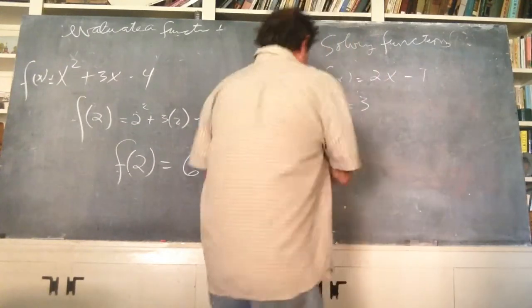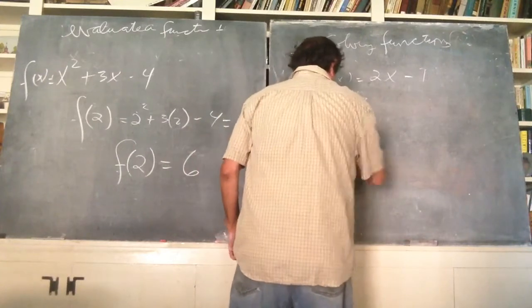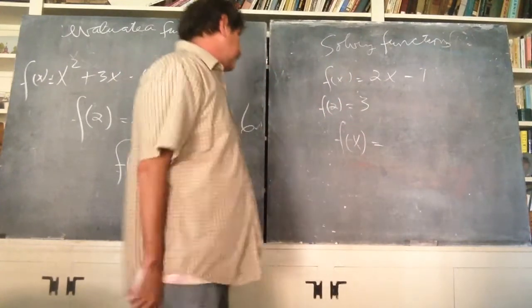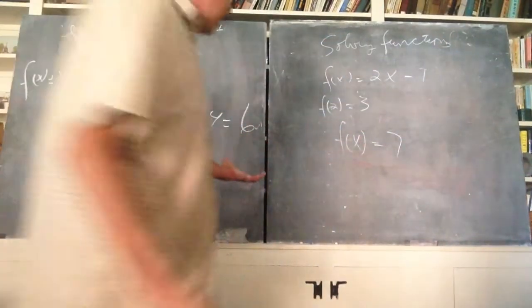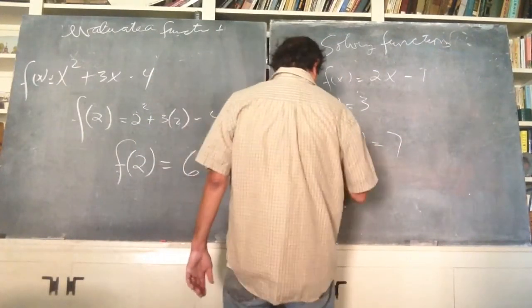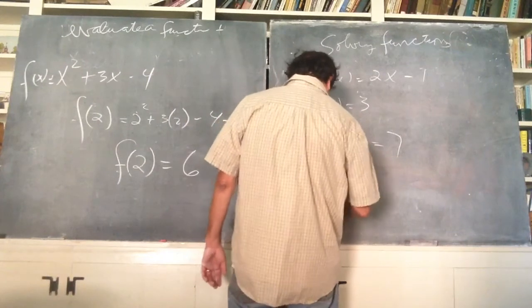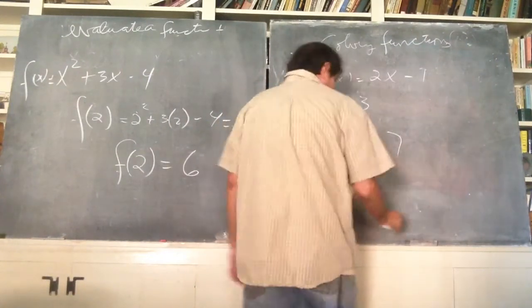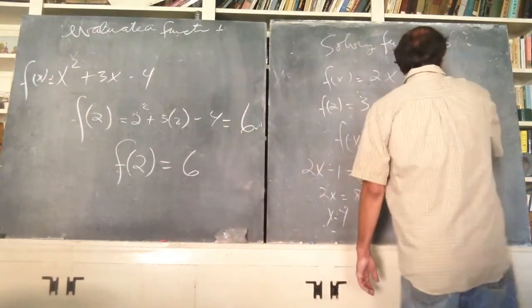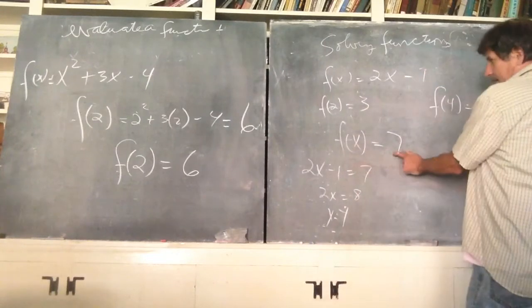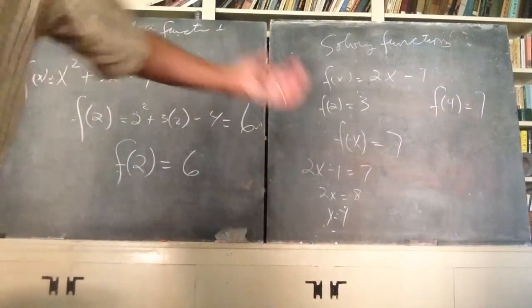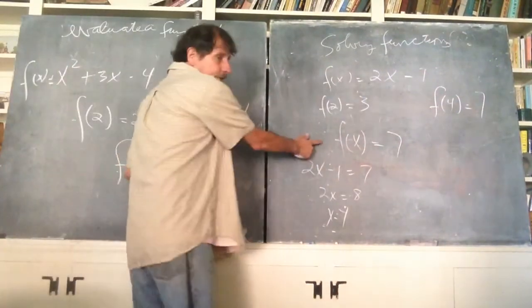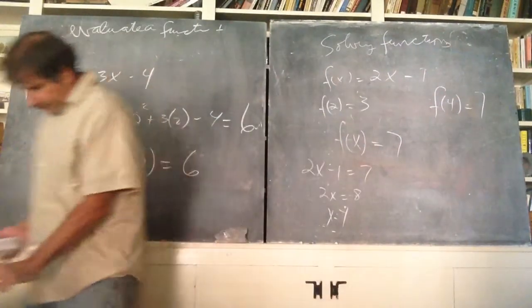But then, what is, say, 7? What x value gives 7? So we're actually going to solve this. You have to go 2x minus 1 is 7. So 2x is 8, x is 4. So the function value at 4 is 7. That's solving a function. You just set it equal. We do lots of this throughout this course.